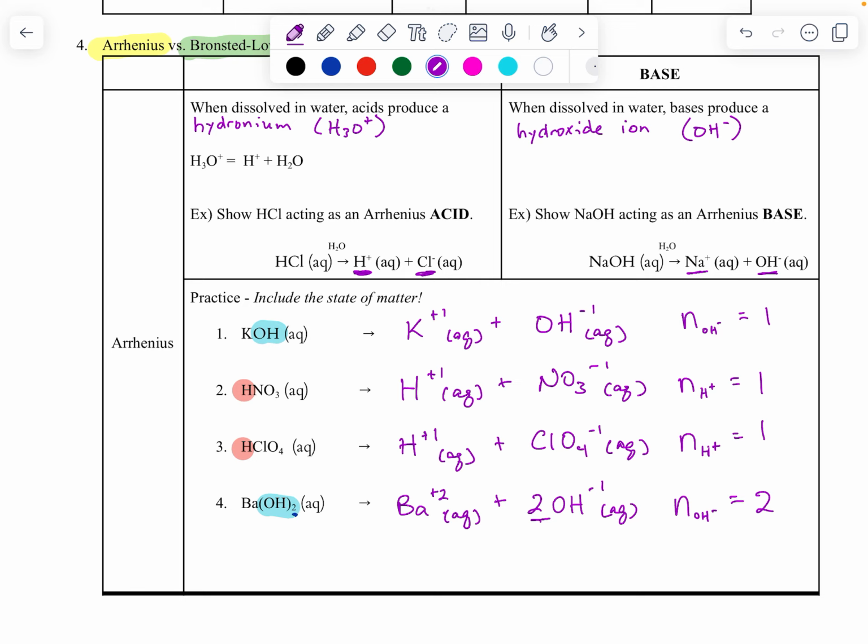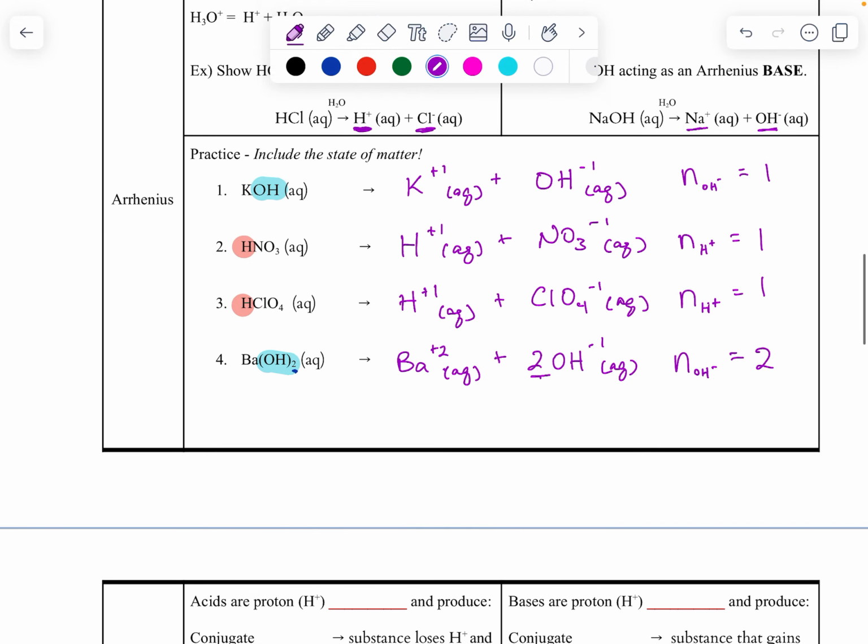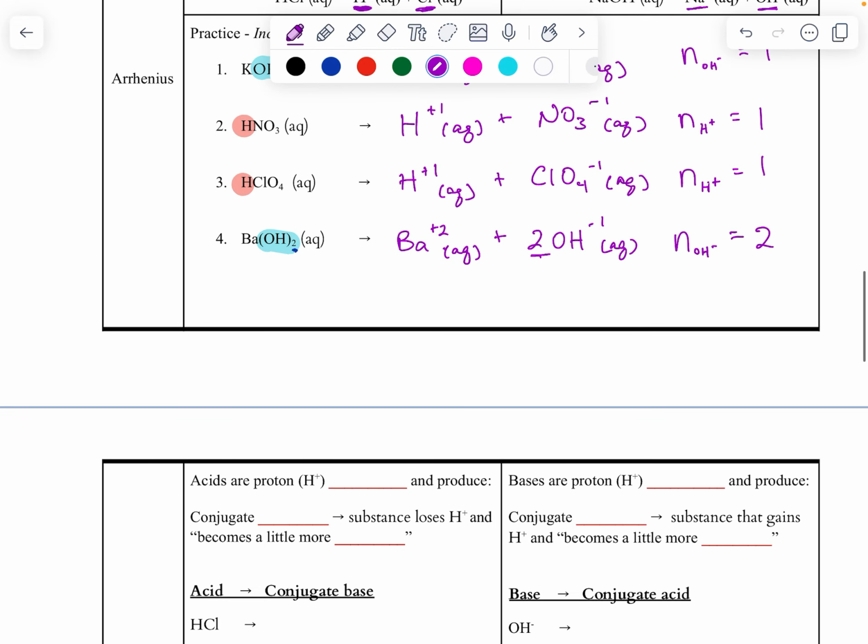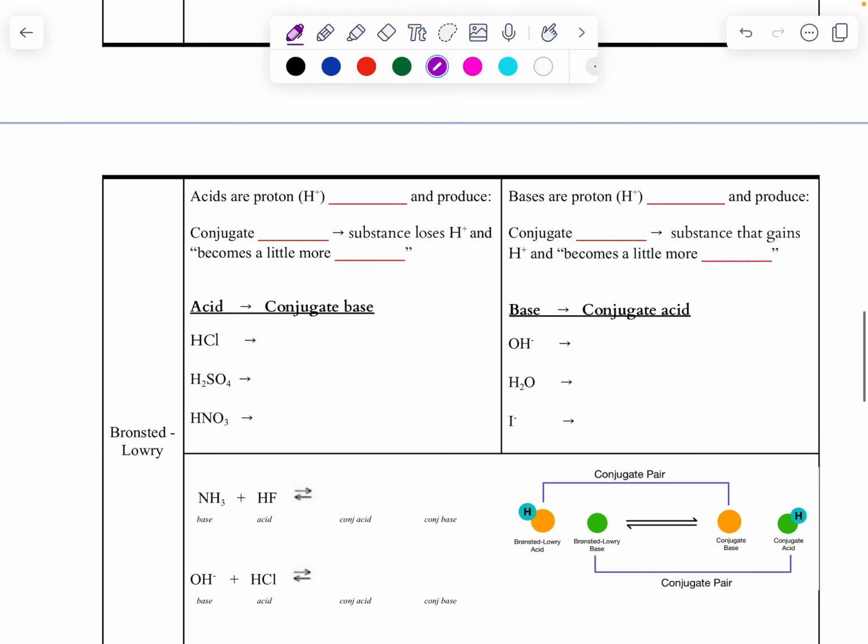All right, so Bronsted-Lowry, aside from the Arrhenius idea, is that acids actually donate protons, which are the H pluses. So these are proton donors.